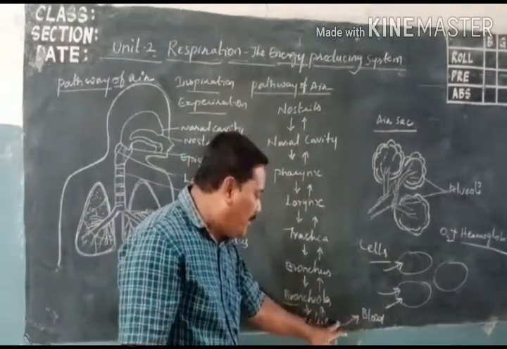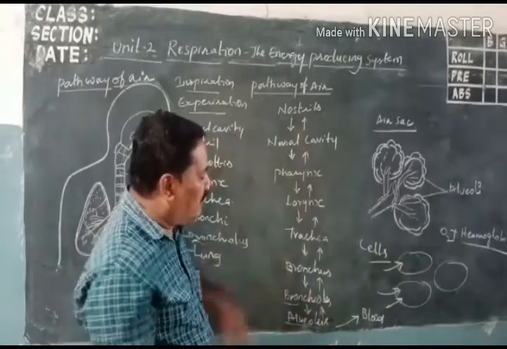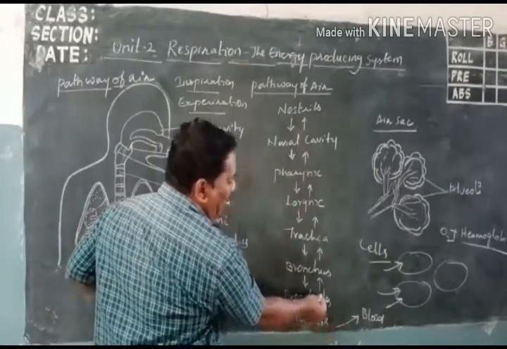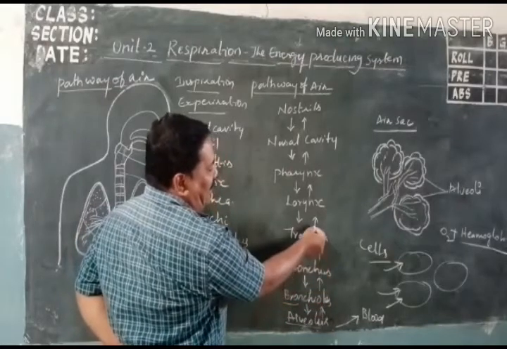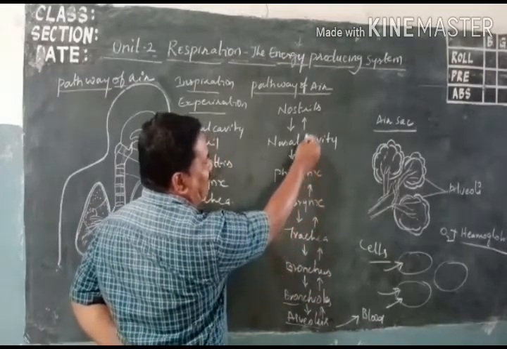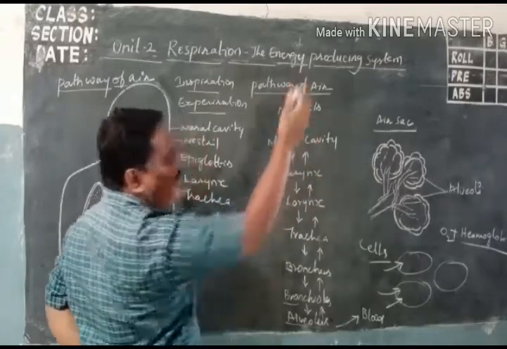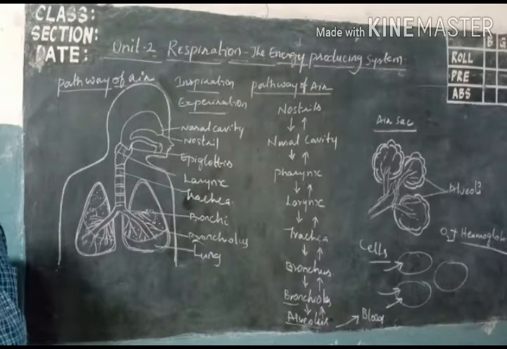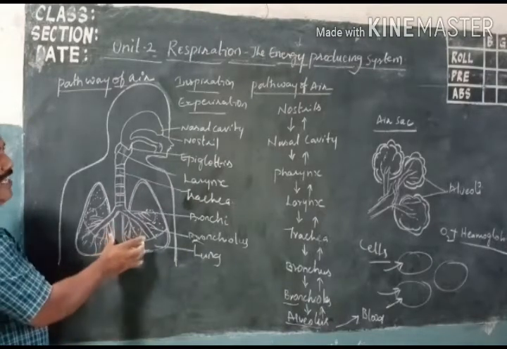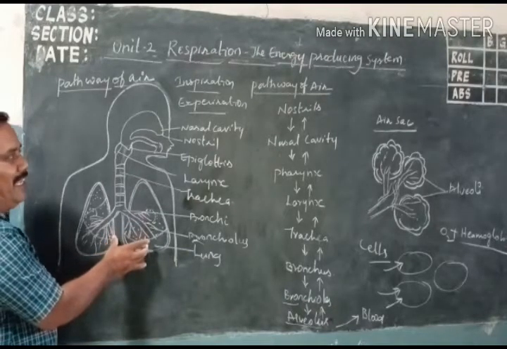The carbon dioxide is again expelled outside: from blood into alveoli, alveoli into bronchi, trachea, larynx, pharynx, nasal cavity, nostril and outside. What air is expelled outside? Carbon dioxide is expelled outside. I drew the diagram here, the pathway of the air.